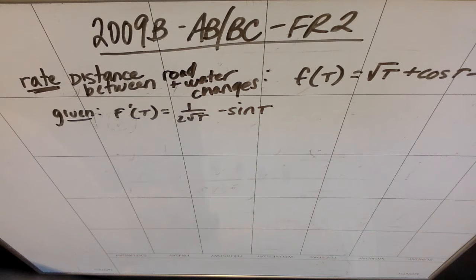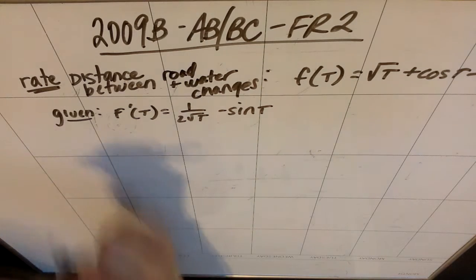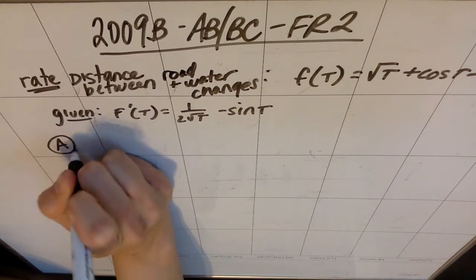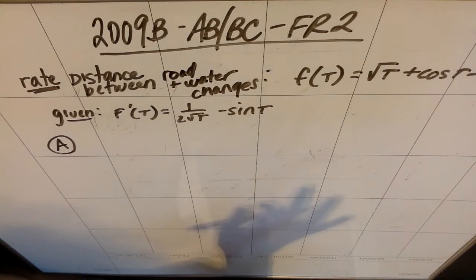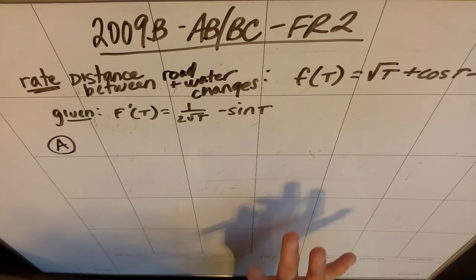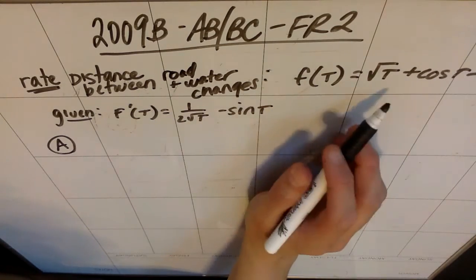All right, so part A, what was the distance between the road and the edge of the water at the end of the storm? Okay, so this is that first fundamental theorem of calculus question that we've seen a lot, right? You're going to use your calculator to do the number crunching, but you have to be able to set this stuff up. So this is the rate that the distance is changing, right?